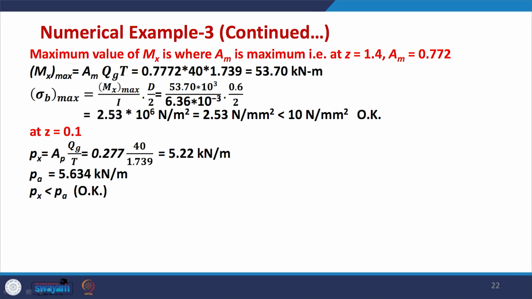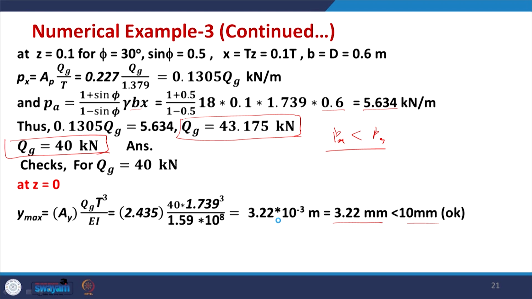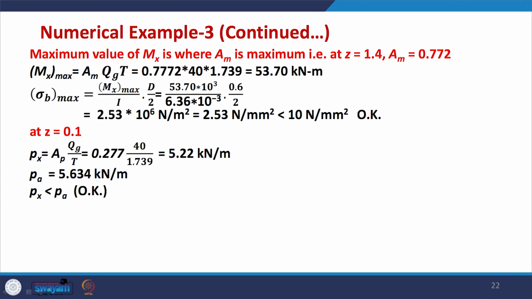So it is fine. Again we apply a check for the given load Qz of 40 kilonewton, Px and Pa. Px you find 5.22, while Pa is already calculated. So Px is less than Pa. All three checks are satisfied, and the Qz which we have calculated in one attempt, 40 kilonewton, is the answer. You can apply a load of 40 kilonewton on the pile without exceeding the deflection, moment, bending stress or soil reaction limits. So this is the case.